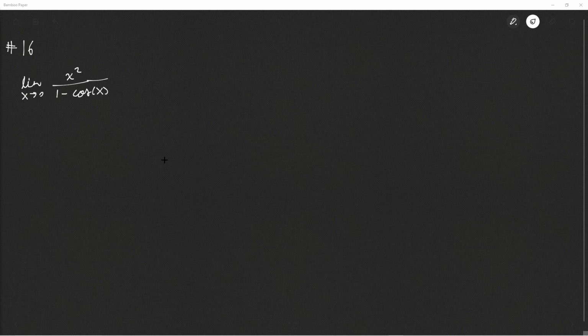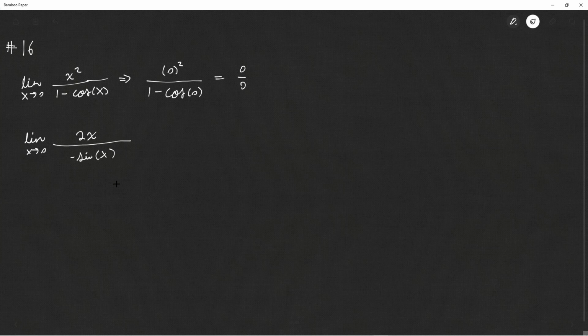Next up we have question 16, which is the limit as x approaches 0 of x squared divided by 1 minus cosine of x. So when we plug in 0, our x squared will just become 0 squared, and 1 minus cosine of 0, which will just be equal to 1, will give us 0 divided by 0. So now when we take the derivative of the top and the bottom, it will still be the limit as x approaches 0, but our numerator will be 2x, and our denominator will change to negative sine of x.